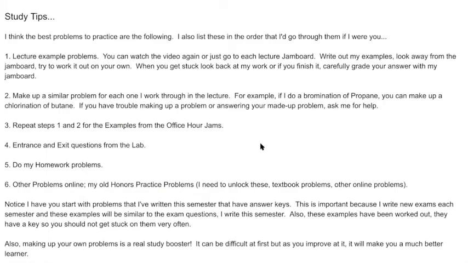aldehyde there. Okay, so I gave these study tips last time. I was just saying how if I were you to study for the exam, I would start with the first lecture right after exam 1. I don't know what date that is, but you can figure it out. Right after exam 1, start with that Jamboard and start working through those example problems, and then go to the next lecture. And then after you do that, look at the exit questions, entrance questions, and then do homework, making up your own problems as you go. That'll really prepare you well.